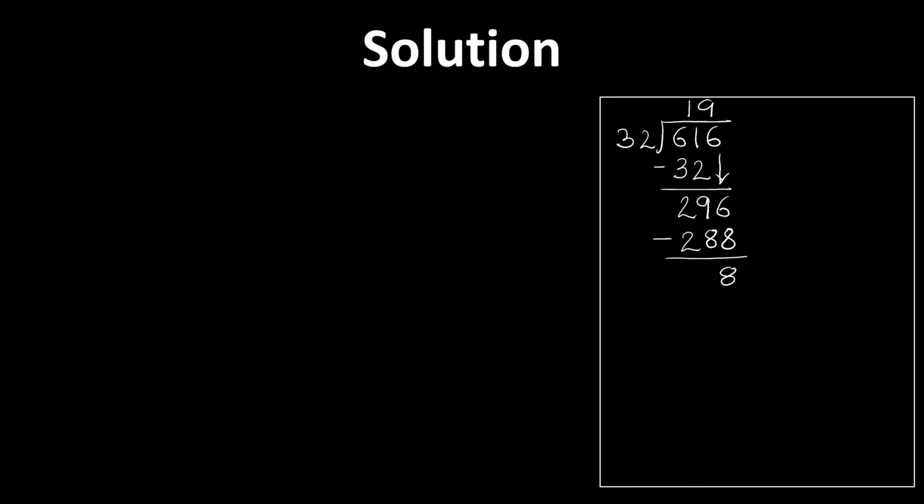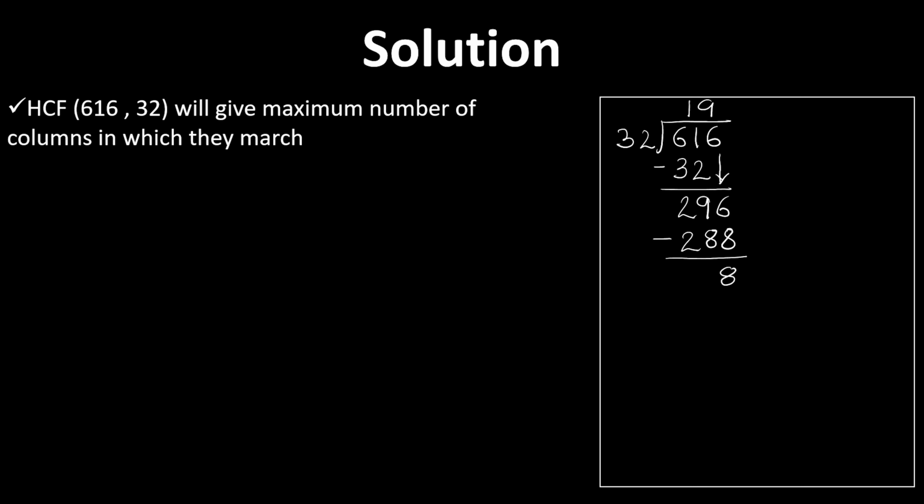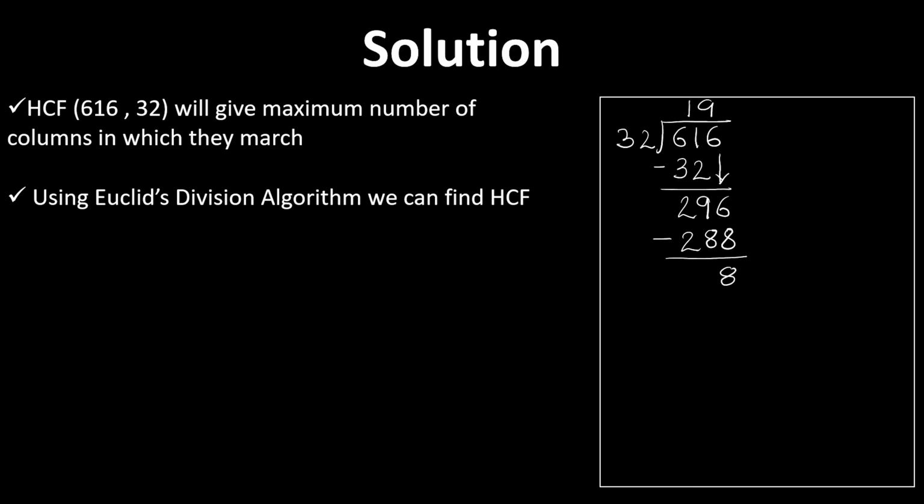So after dividing 616 with 32, we observe that we are getting a remainder of 8. Hence, we will write it down as HCF of 616 and 32 will give us the maximum number of columns in which they can march. So using Euclid's division algorithm, we can find out the highest common factor. And since after division we got a remainder of 8, we will write it down as 616 equals 32 into 19 plus 8.